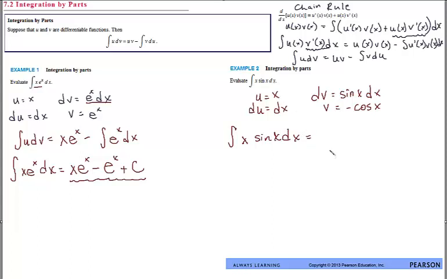Then I'm going to say that it is u times v, so that is minus x cosine x minus the integral of v, which is negative cosine x, and then du, which is dx. Alright, I think I can integrate that pretty quick. Alright, indeed I did.